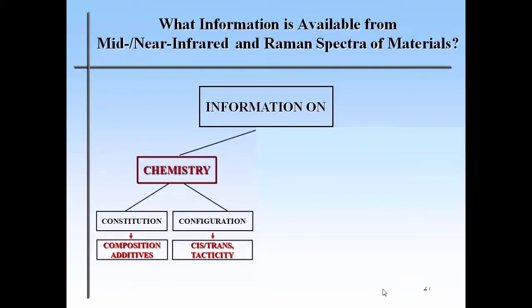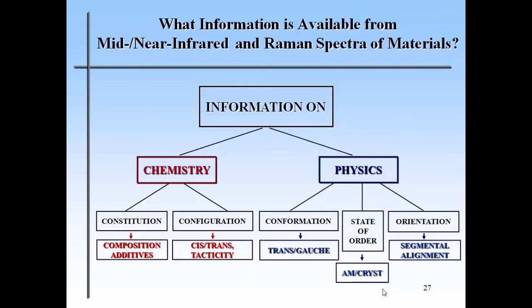What information can you get from near-infrared and Raman spectra? You can get information on chemistry. Constitution, which means is it a certain compound, is it an additive, is it an impurity? Configuration, if you have a double bond, is it cis or trans? But you also get information on physics. Conformation, just think of a protein. Is it a helix or is it a beta-pleated sheet?